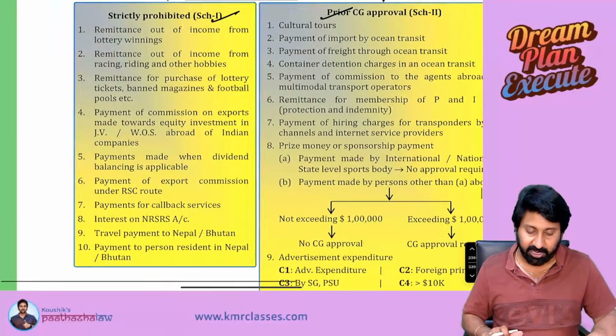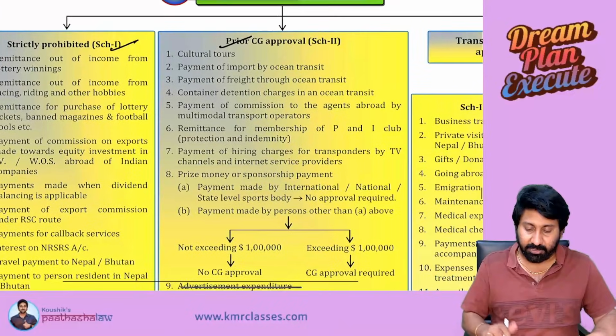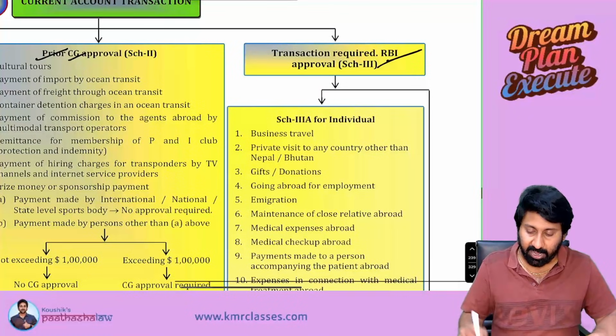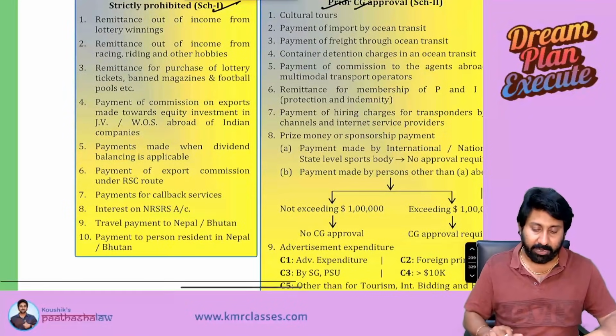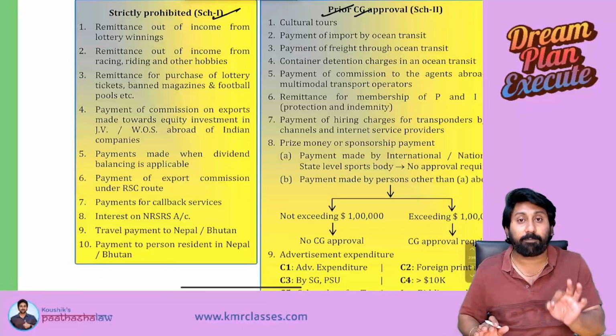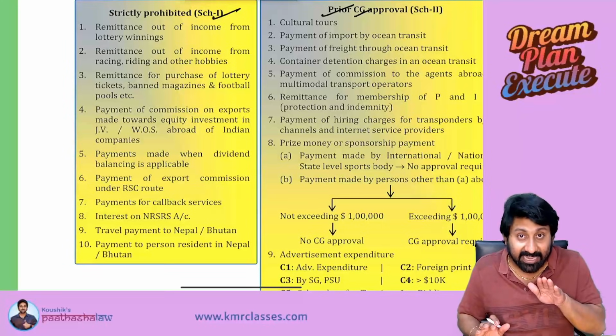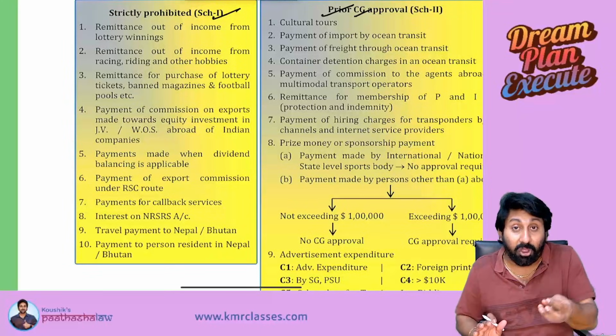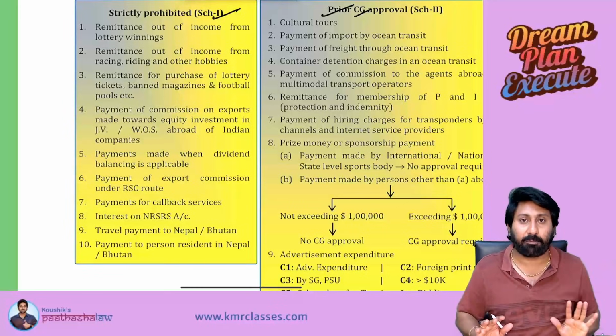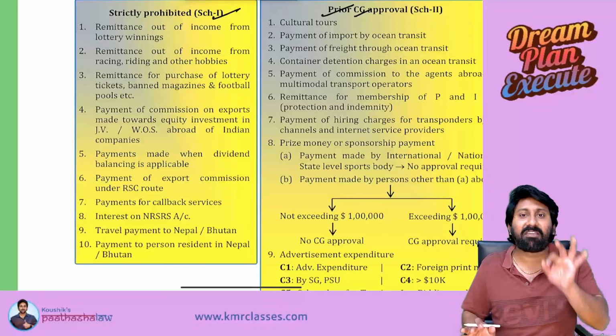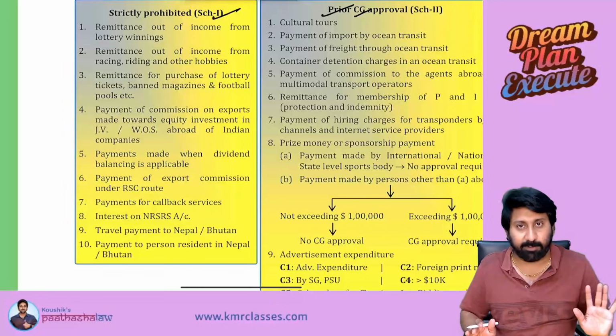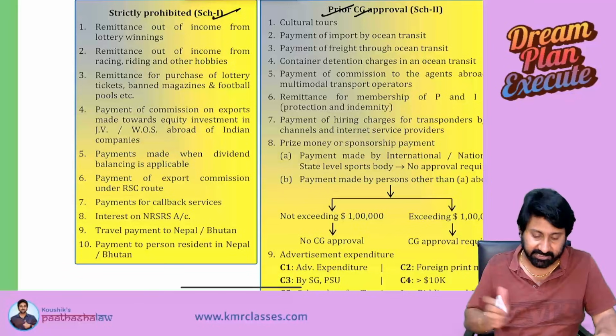Tell me, what are the 3? Strictly prohibited, CG approval, and RBI approval. These all are strictly prohibited transactions. The transaction is not prohibited; drawing foreign exchange for these transactions is prohibited. And this is the super quick revision. In no way am I going to explain what the transaction is. I don't want to waste time.